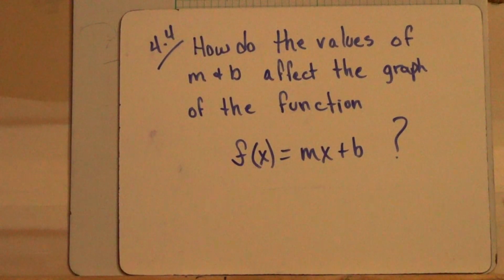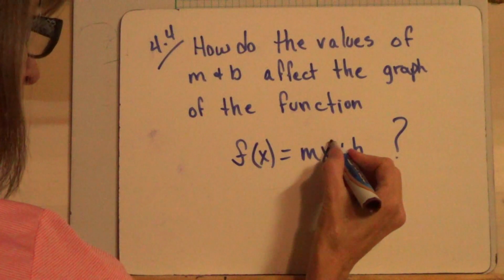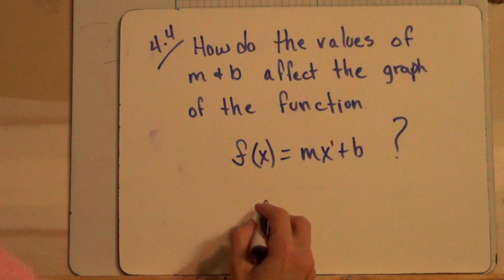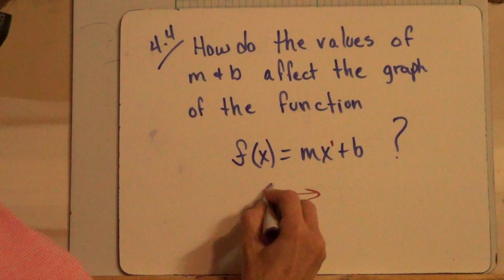Welcome to section 4.4. How do the values of m and b affect the graph of the function mx plus b? This is a linear function. We know it will be a straight line because that x is to the first power. So first off, we can establish this will be a straight line.